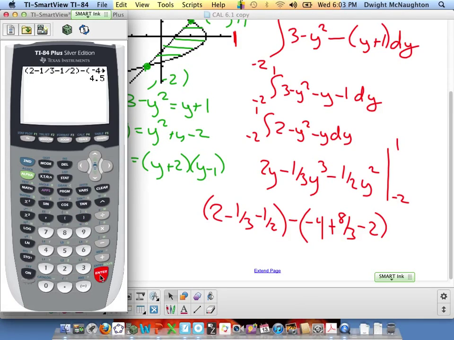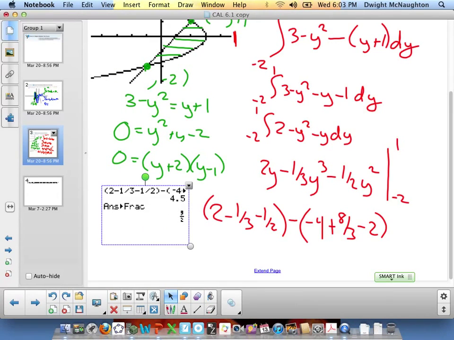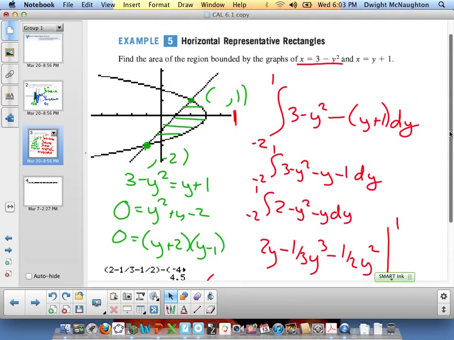So that works out to be about 4.5, or as a fraction, 9/2. If you're not sure how to convert to a fraction, hit Math, and it's the first choice. So the area between those two curves oriented with respect to y is 9/2.